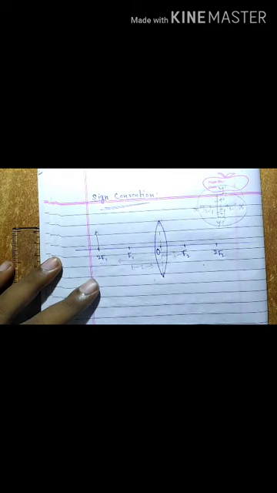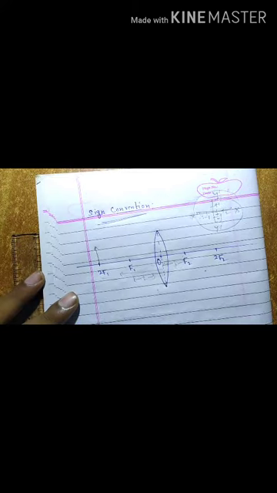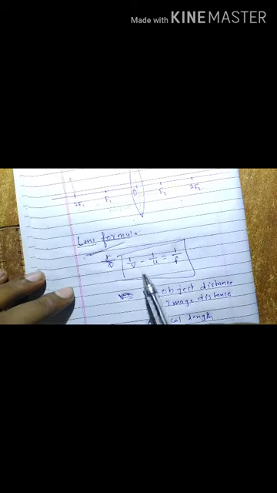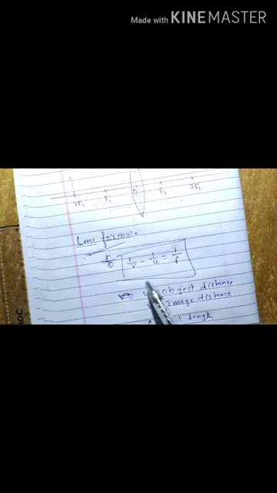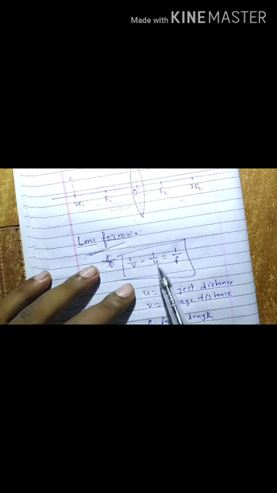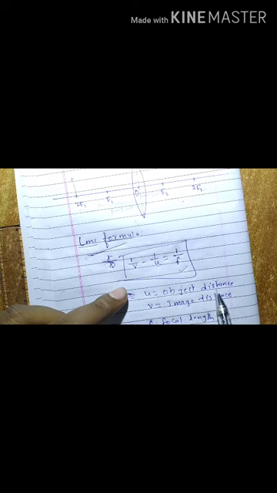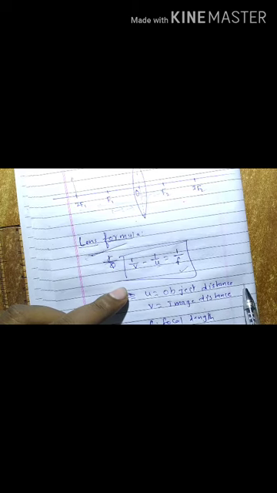Your next topic is the lens formula. Sorry, not mirror formula, lens formula. So what is the lens formula? The lens formula is the relation among the object distance from the lens, the image distance from the lens, and the focal length of the lens. So what is u? u is the object distance from the lens.